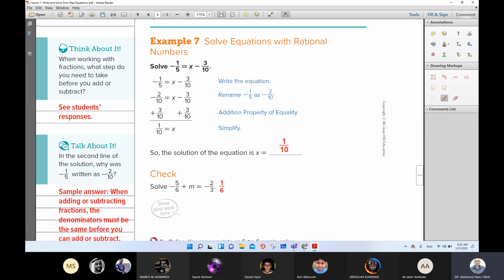So add 3 over 10 to the two sides. So negative 3 over 10 plus 3 over 10 will be 0, remains here x. Then negative 2 plus 3 will be 1 over 10.